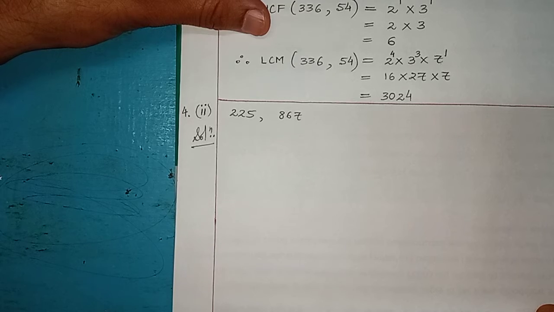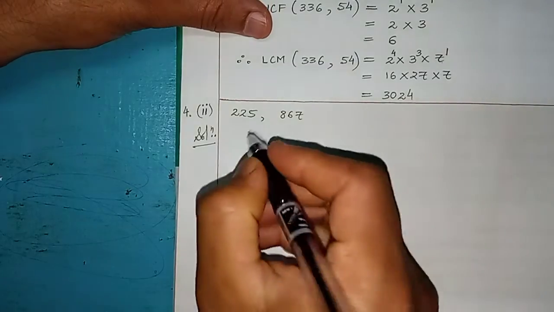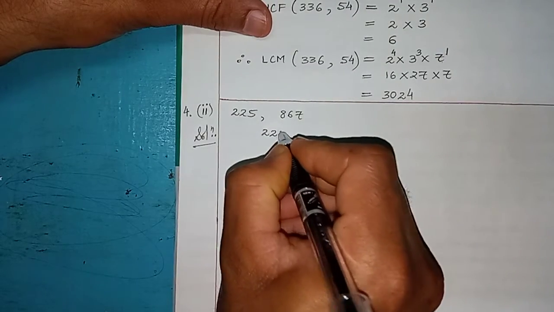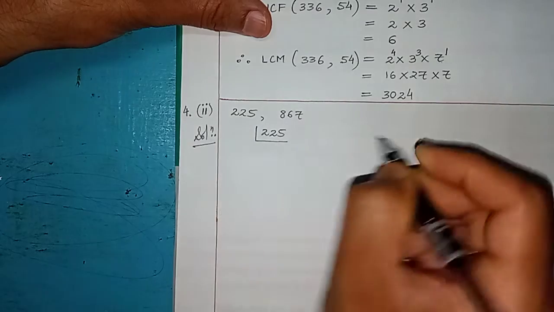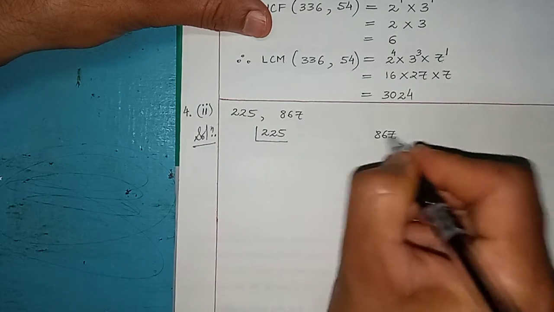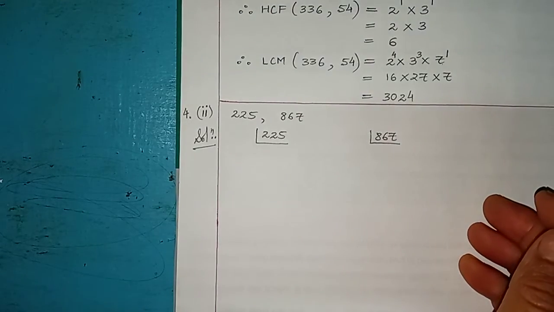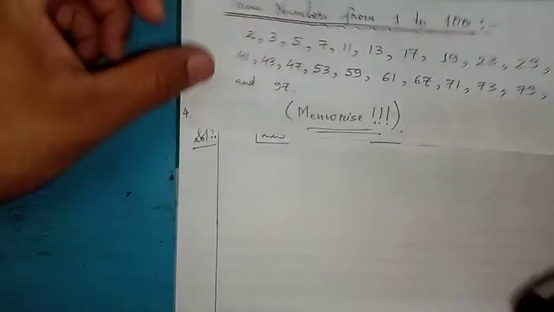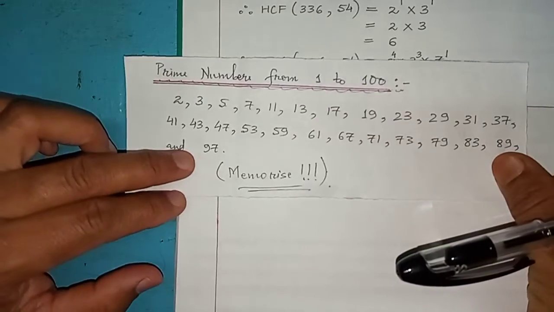Before I do the sum, let me tell you once again how to find HCF. HCF is found by multiplying only the common prime factors with their lowest powers, and LCM is found by multiplying all the prime factors with their highest powers. Okay, so let us start then. We take 225 for prime factorization, and we take 867 for prime factorization. And I'm telling you once again, please learn by heart all the prime numbers from 1 to 100.